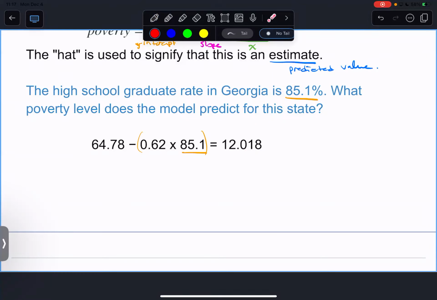So then this is going to be the predicted percentage in poverty in Georgia. 0.018%.